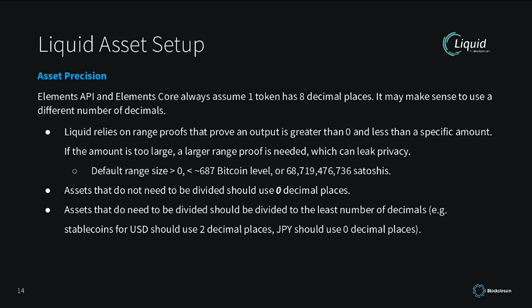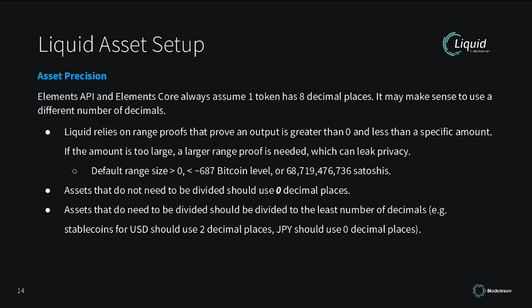On the other hand, you may not want to have 8 decimal places for your token. If you have a security token, it doesn't really make sense to have a fractional share. If you have a stable coin, say you're using Japanese yen, Japanese yen is 1 unit. There are no divisions of it. You may want to have 0 decimal places.